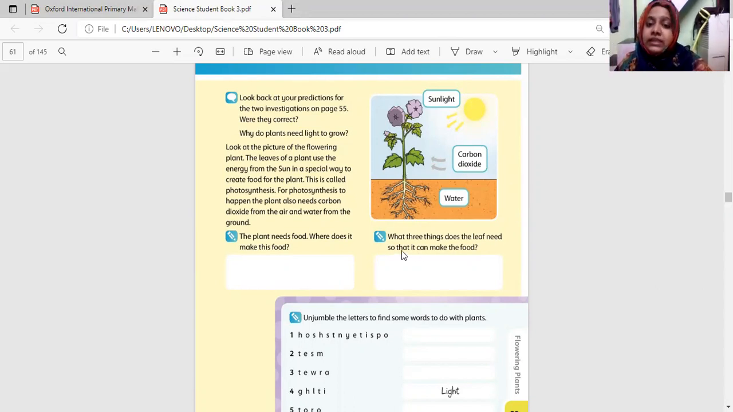So what three things does a leaf need so that it can make its food? If you get this question in your exam, the three things that you are going to mention are sunlight, water, and carbon dioxide.